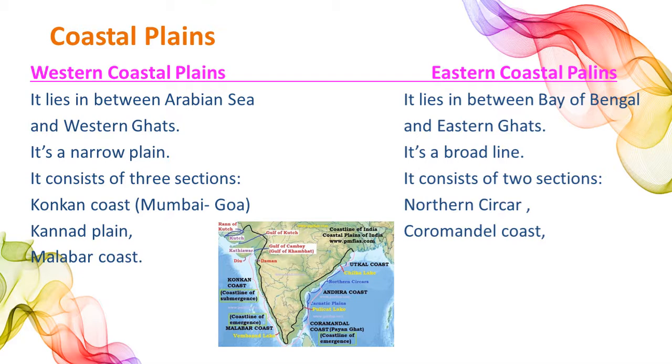Chilika Lake is an important feature along the eastern coast. Chilika Lake, which is in Odisha, is formed naturally. It's a lagoon. The Chilika Lake is the largest saltwater lake in India. It lies in the state of Orissa to the south of Mahanadi Delta.